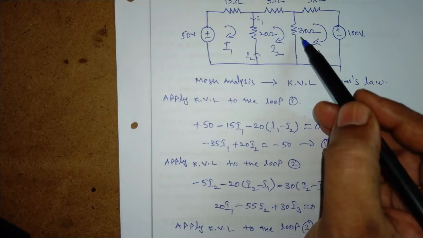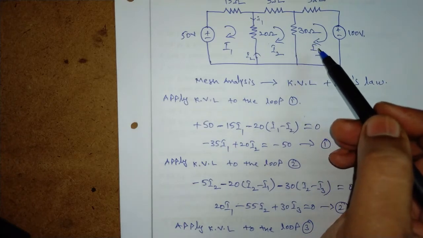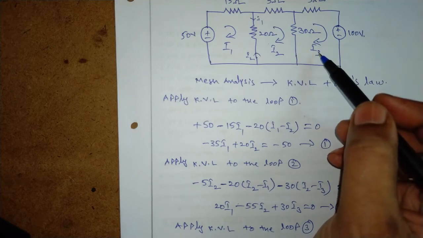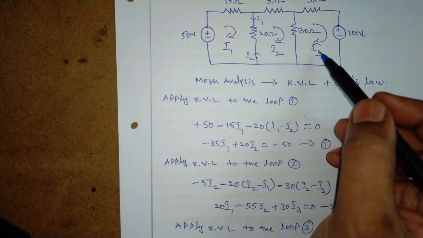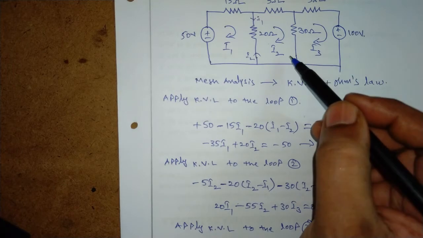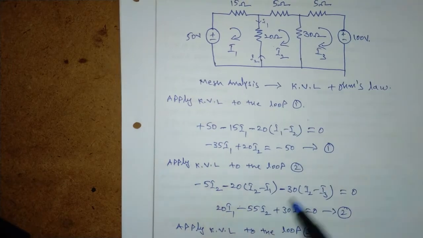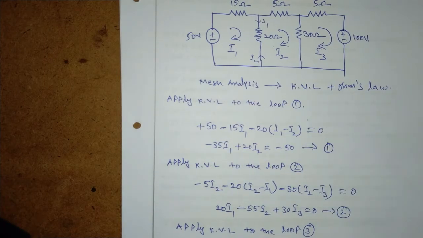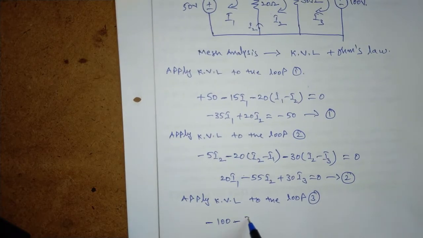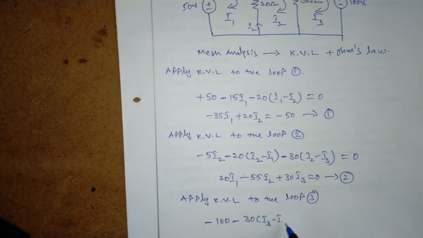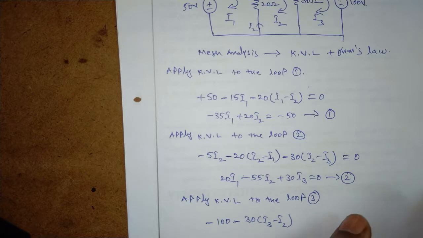Next, coming to this 30 ohms, it is connected between loop 2 and loop 3. The current passing through this 30 ohms is the difference of I2 and I3. But while writing the equation for loop 3, we take I3 is greater than I2. So the voltage across 30 ohms is okay. It is a resistor, there we have a drop, put minus 30 into I3 minus I2.